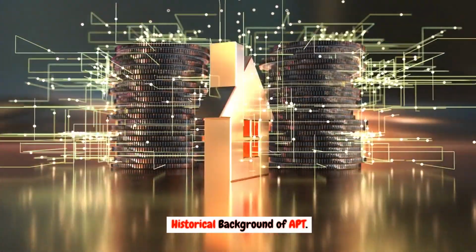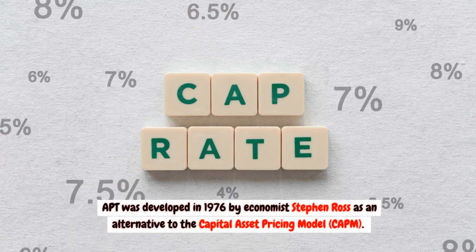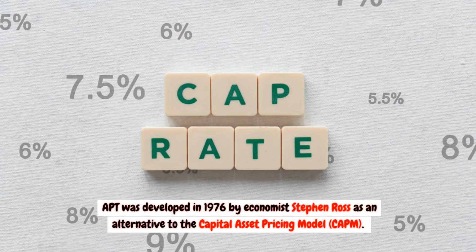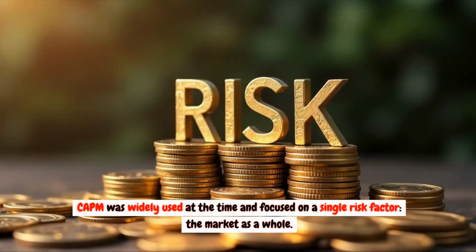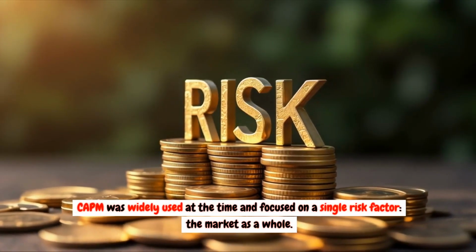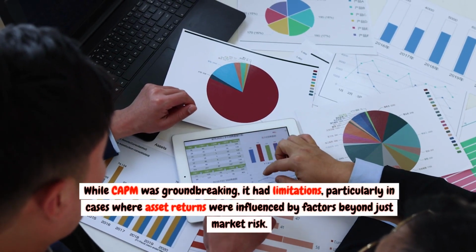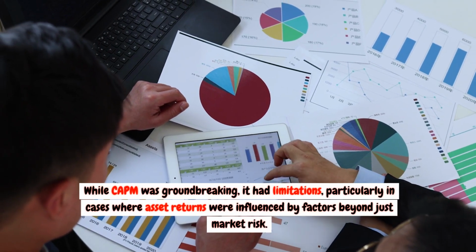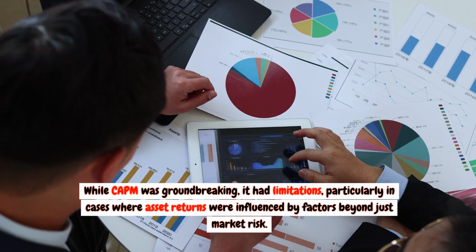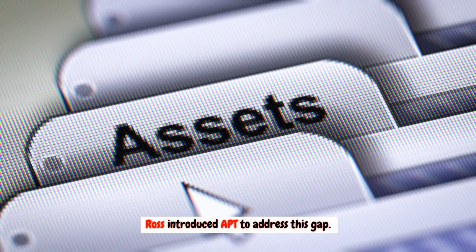Historical background of APT. APT was developed in 1976 by economist Stephen Ross as an alternative to the capital asset pricing model, CAPM. CAPM was widely used at the time and focused on a single risk factor, the market as a whole. While CAPM was groundbreaking, it had limitations, particularly in cases where asset returns were influenced by factors beyond just market risk. Ross introduced APT to address this gap.